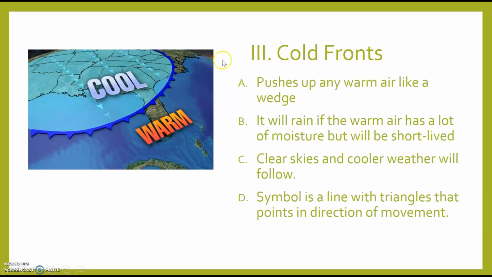So first you have cold fronts. It pushes up any warm air like a wedge. It will rain if the warm air has a lot of moisture, but that will be short-lived. So anytime fronts hit each other for the first time, you're usually going to have some rain. But the thing about cold fronts is right afterwards, you're going to have that high pressure system, which we'll go into in a second, and that's going to produce clear skies and cooler weather. So once this hits and goes through, then you're going to have that clear, calm weather. The symbol is a line like this with triangles that points in the direction of movement.